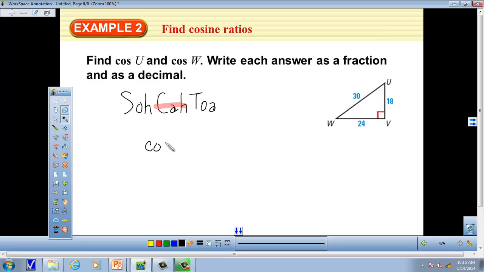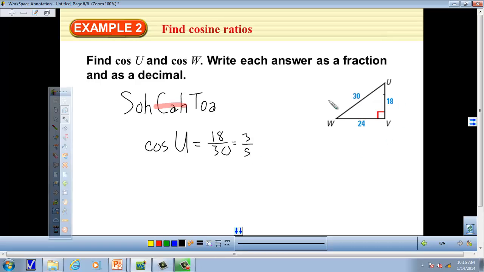So if I want to find cosine U, as it says here, this time we're going to look at the adjacent side, which is right next to it there, and the hypotenuse, which is the longest side opposite the right angle. So adjacent to angle U is UV, so that's 18, and the hypotenuse is 30. We can reduce both of these because they're both divisible by 6, so that gets me 3 and 5. You'll notice this is a 3, 4, 5 triangle, so that gets me 0.6.